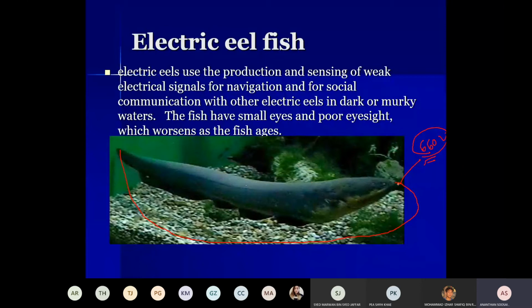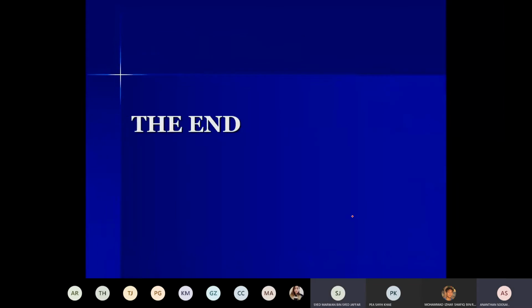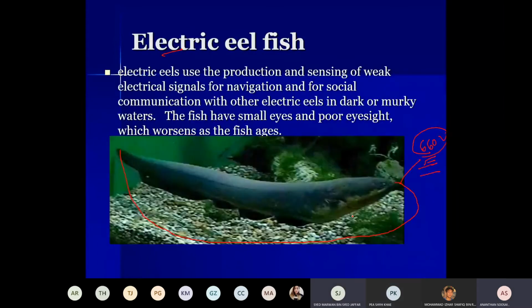So the only creature that uses electric field is the eel. The eel can generate a very high voltage. Okay, any questions so far about this topic? So this is about biology, a little use of electric field. Okay, so that's all about this topic.